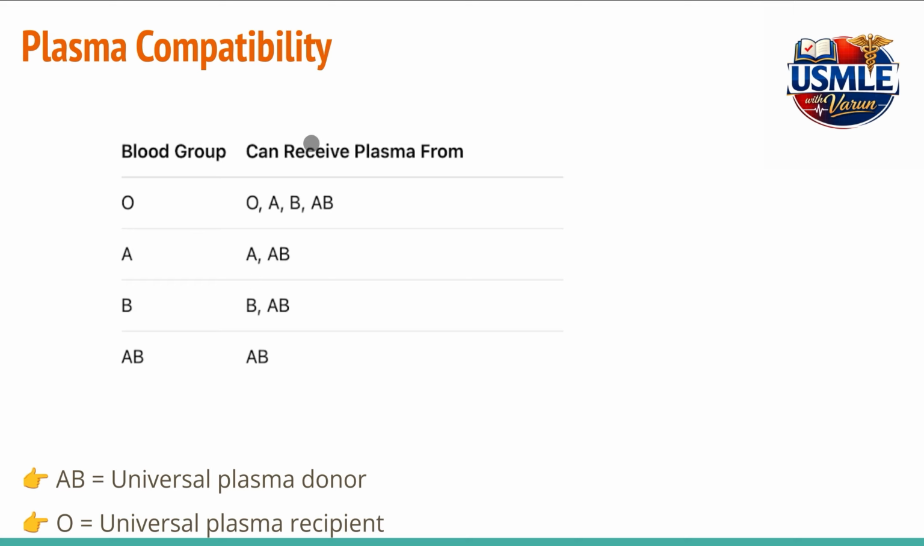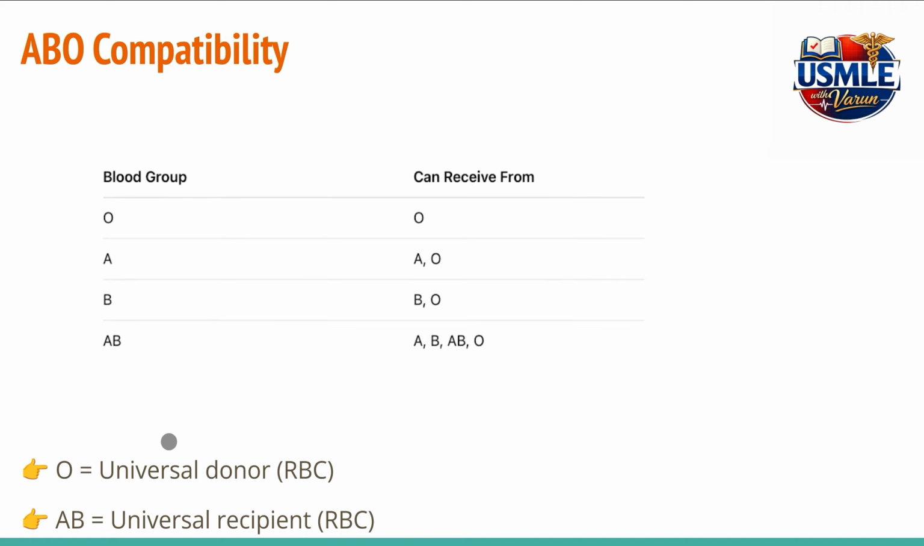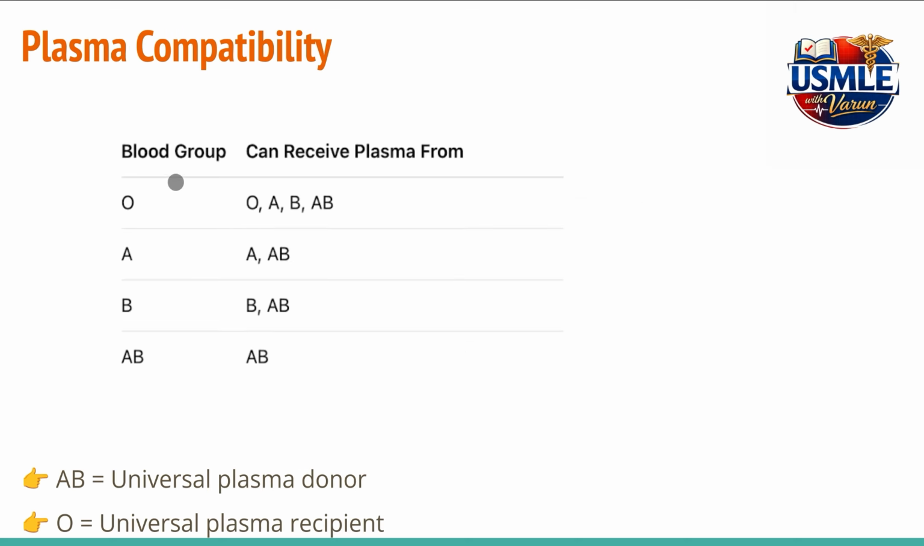Plasma compatibility is the reverse of RBC compatibility. Here AB is the universal donor because it has no antibodies, whereas O is the universal recipient. So this reversal is a common trap. So always we need to be careful with respect to ABO compatibility. At the level of RBC transfusion, O is the universal donor and AB is the universal recipient. Whereas at the level of plasma compatibility, AB is the universal donor, whereas O is the universal recipient.